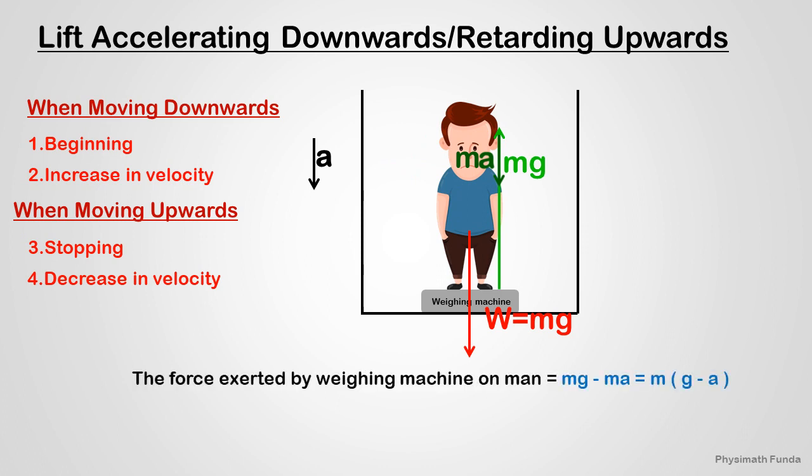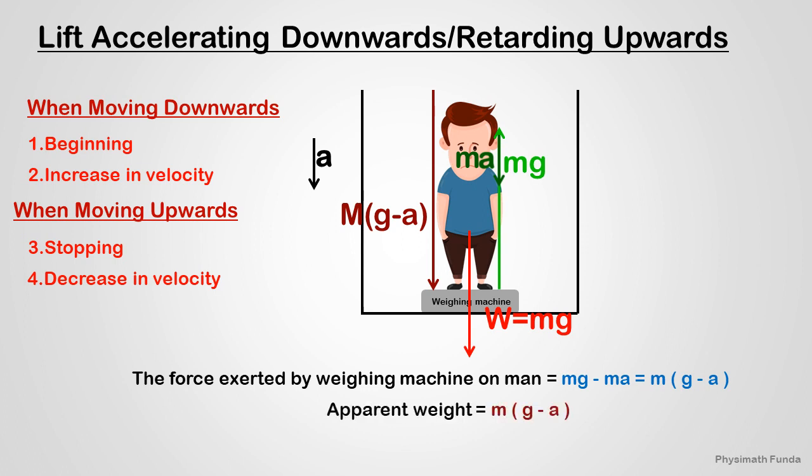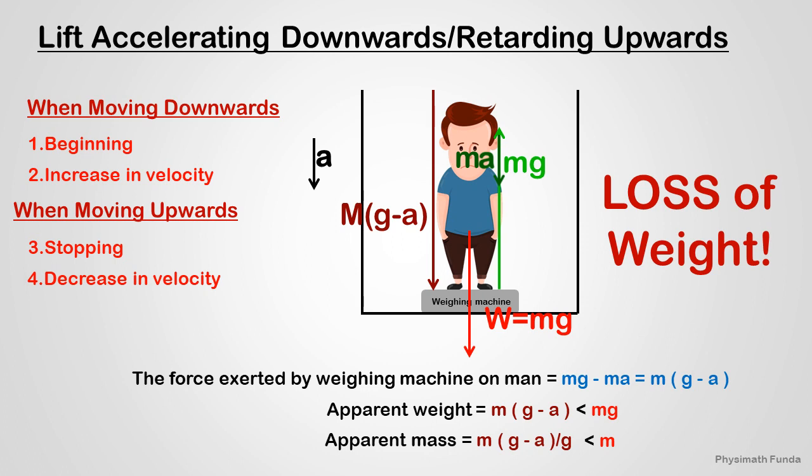So the force exerted by the weighing machine on the man in the upward direction is mg minus ma, which is m times (g minus a). And according to Newton's third law, you also must exert an equal and opposite force m(g minus a) on the weighing machine, which is your apparent weight. And definitely the reading the weighing machine gives will be your apparent mass, which is m(g minus a) upon g. So in this case, it is very evident that your apparent weight is less than your actual weight mg, and your apparent mass is less than your actual mass. So in this case, you have an apparent loss of weight.